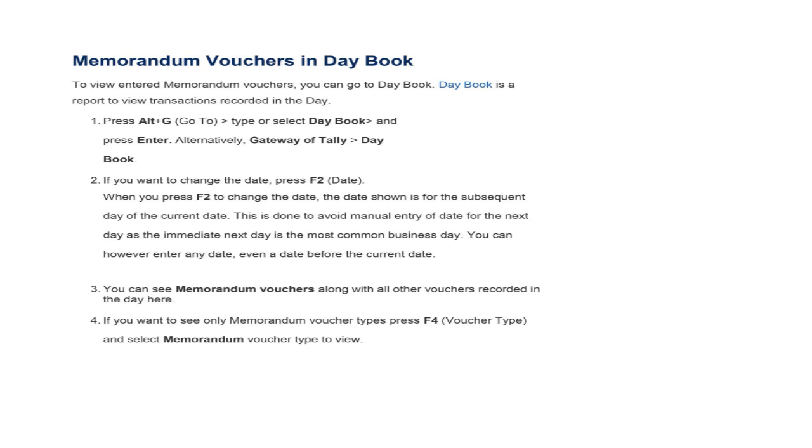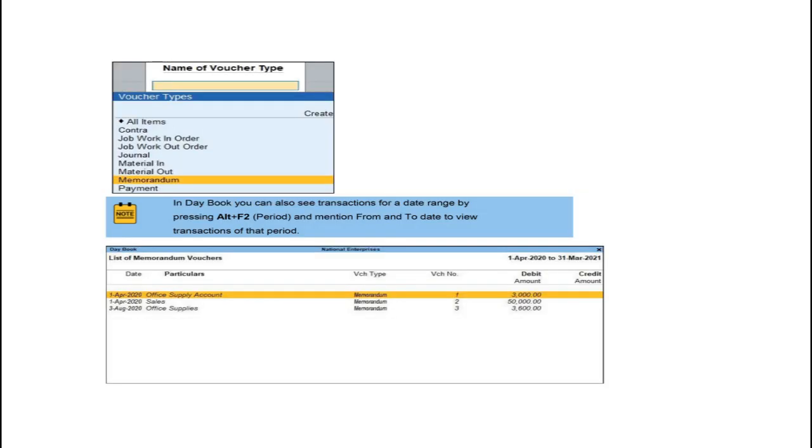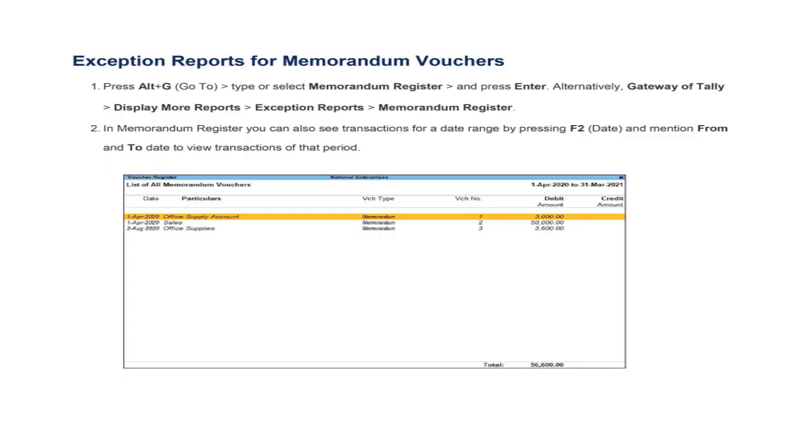3. You can see memorandum vouchers along with all other vouchers recorded in the day here. 4. If you want to see only memorandum voucher types, press F4, Voucher Type, and select Memorandum Voucher Type to view. In Daybook you can also see transactions for a date range by pressing Alt plus F2, period, and mention from and to date to view transactions of that period.